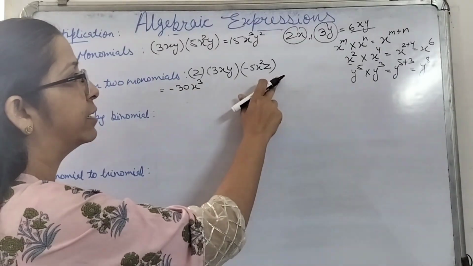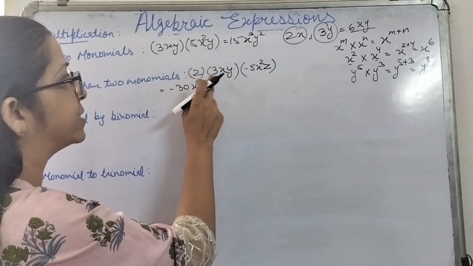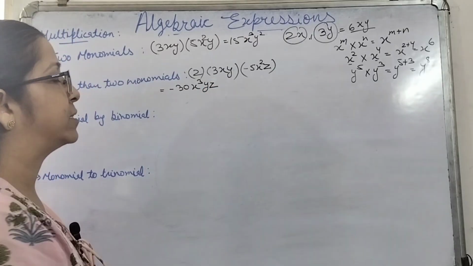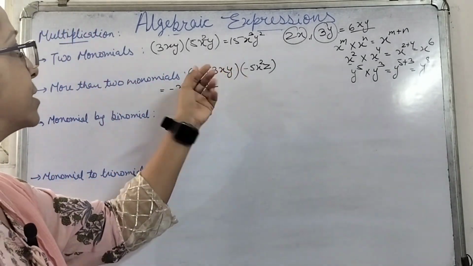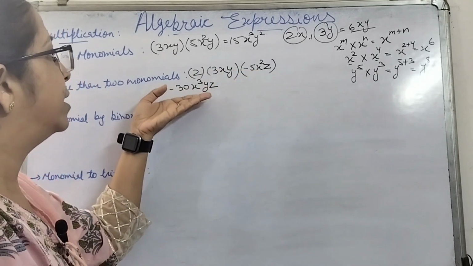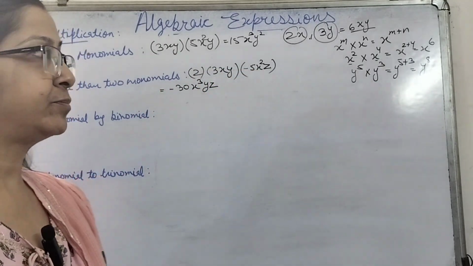Here y is there, here there is no y, so we will write y as it is. Here z is there, and it is nowhere else, so we will be taking z as it is. So if we are multiplying two or more than two monomials, if these three are the monomials, then the product will be minus 30x cube yz.